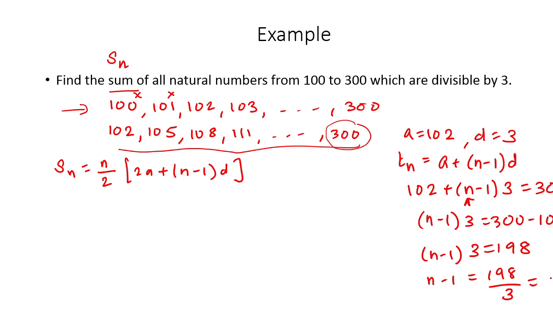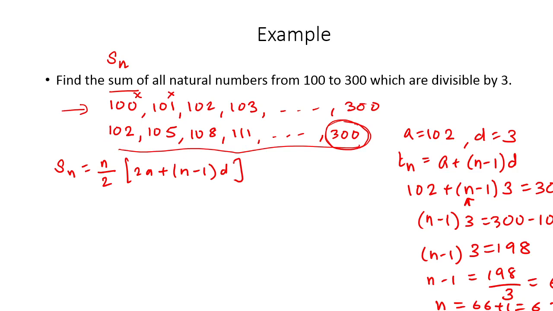198 upon 3 is 66. So if n minus 1 is 66, n is equal to 66 plus 1. This minus 1 I shift from the right, so it will become 66 plus 1, that is 67. So this is the 67th term, or these are total 67 terms that we are talking about.